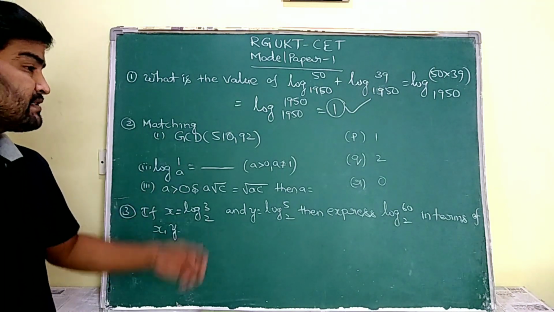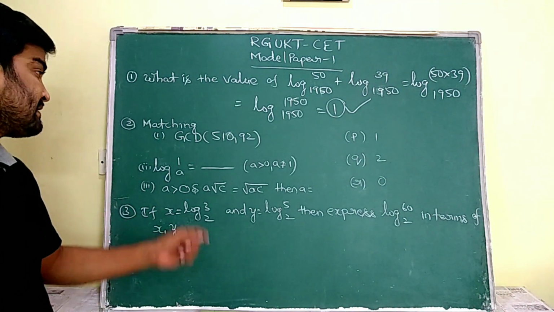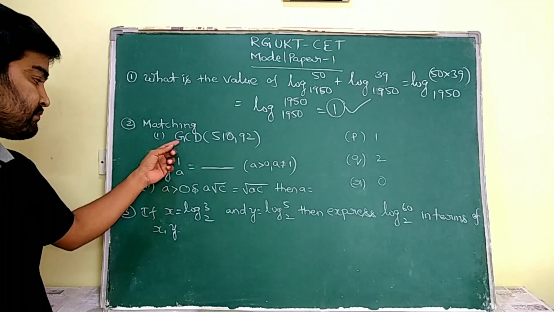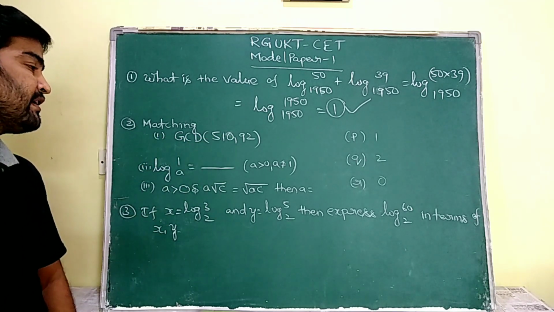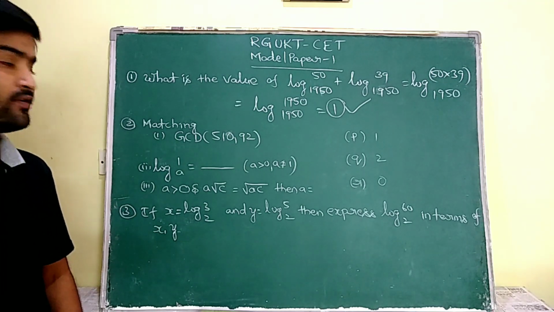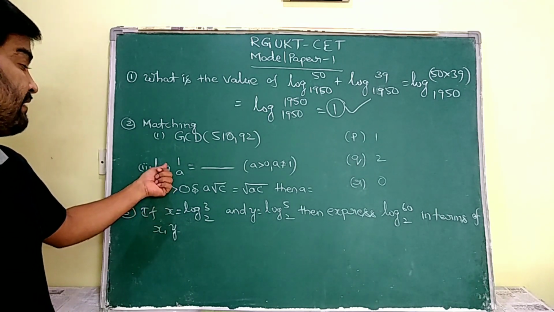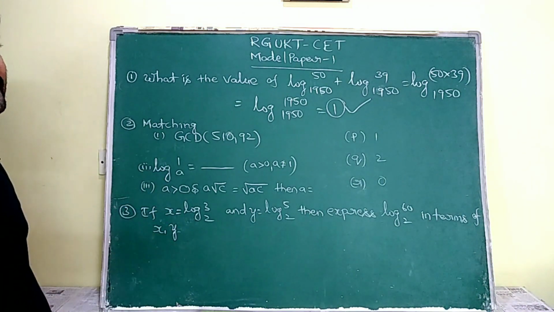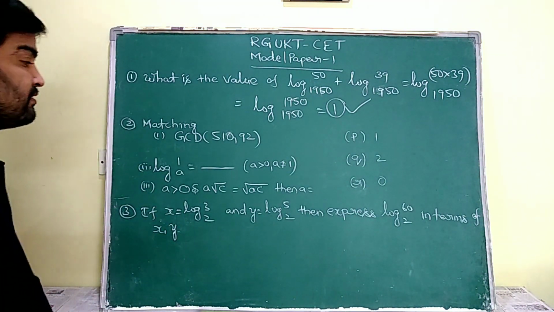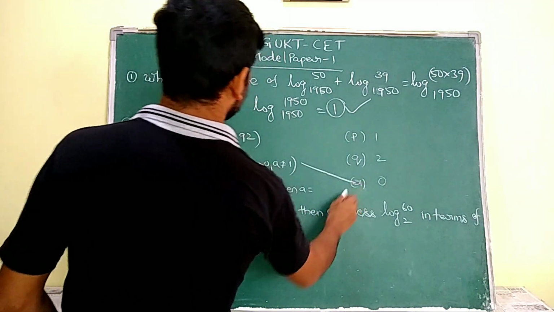Now coming to the second bit, here he gave one matching. He is asking you to find the GCD of 510 and 92, and to find the value of log 1 base here. Here it is very simple. Log 1 base anything is equal to 0. So simply it is mapped with this one.